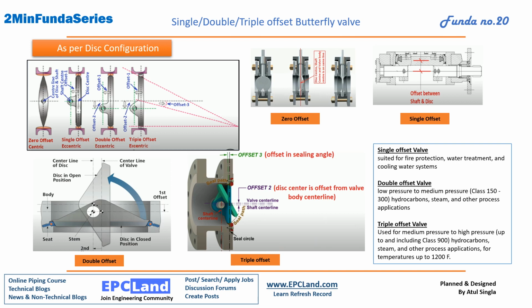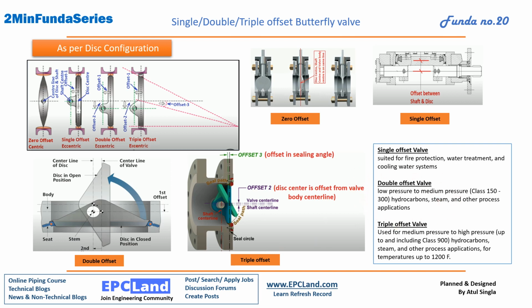Here we are going to discuss the benefits of having these three categories. Single offset is suited for fire protection, water treatment and cooling water systems. Double offset is used for low to medium pressure, class 150 to 300, in hydrocarbon, steam and other process applications, where we go for this kind of valve.